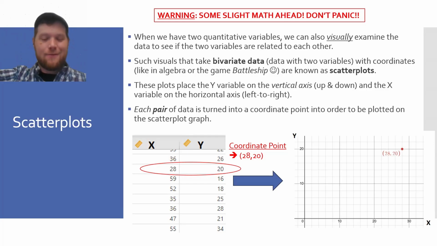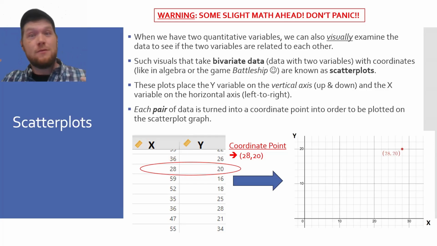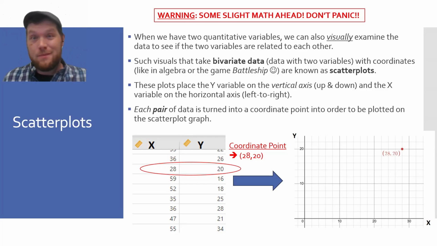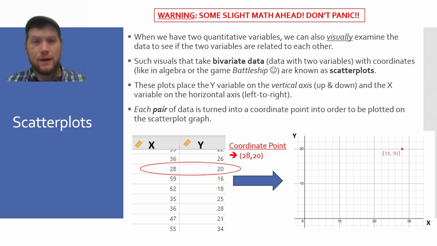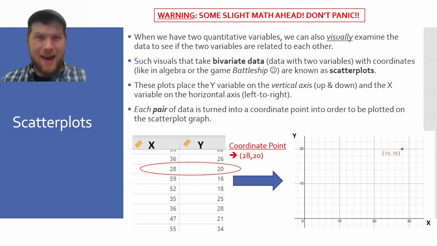And this is kind of where those lines really do make a big picture and big story. Now, if we have two quantitative variables, we can actually visualize this stuff a lot easier than maybe some of the other visuals I showed you all. Such visuals take bivariate data, or the data with two variables, the coordinates. Basically, you can treat it like, in algebra, we had that coordinate plane of the XY axes. Or you can even think of it as basic as Battleship.